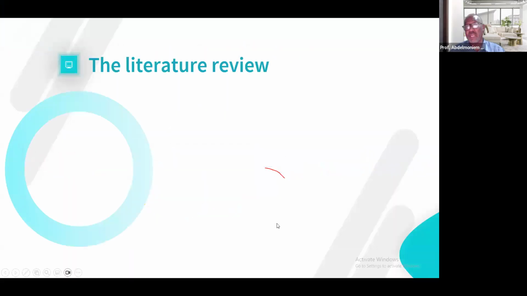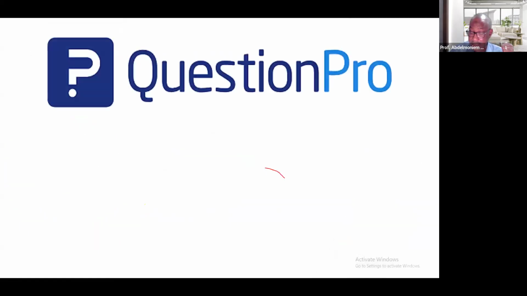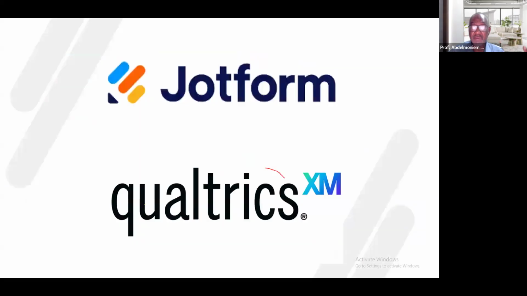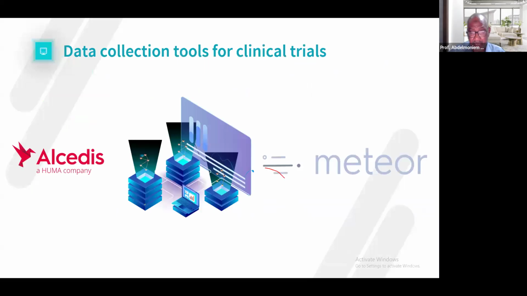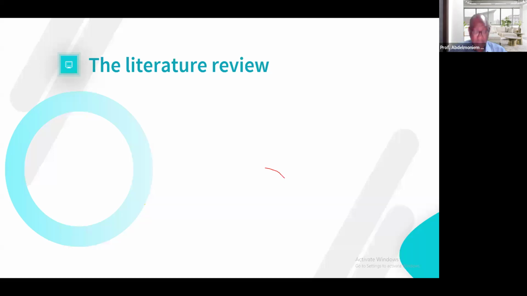Now, these are the AI tools that can be used for data collection. If you allow me, I'll just flash them again. Of course, you can use ChatGPT to help you create a questionnaire, but you can also use Question Pro, SurveyMonkey, Fillout, JotForm, Qualtrics, and Meteor. Some of them are not only surveys but also data collection tools, and at the same time data visualization and analysis, which we will come to later on.